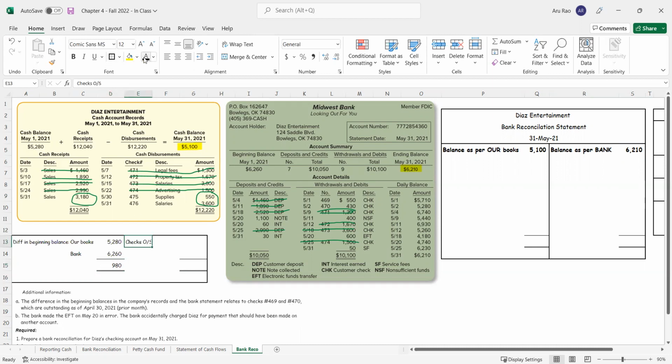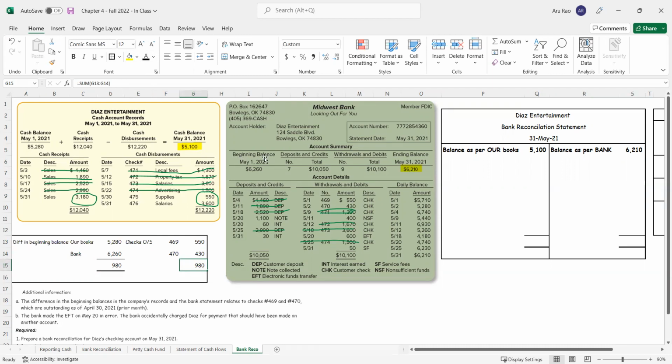So let me write that down over here. The checks outstanding, 469 and 470. What were those amounts? 550 and 430. Where did I get those numbers from? I got those numbers from here. When you add those up, you will see it's 980.